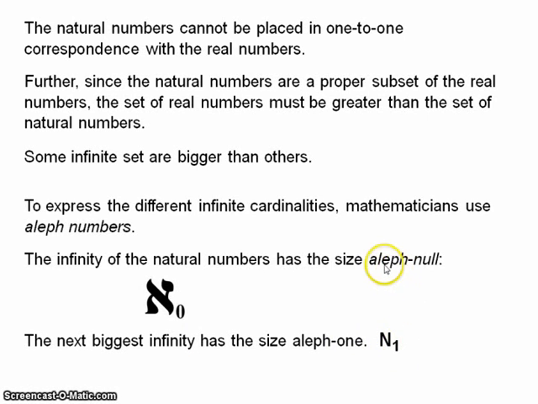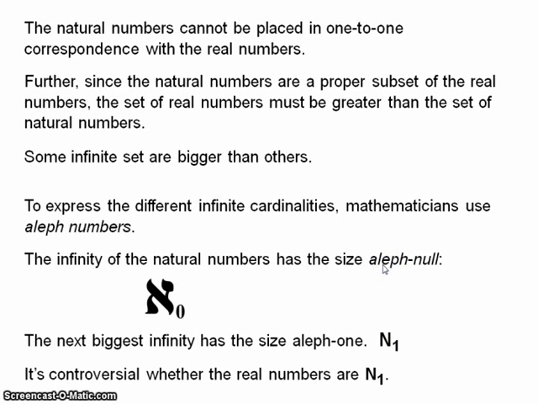It's very controversial whether the infinity of real numbers should be labelled Aleph 1. So basically the question is, are there infinities bigger than the natural numbers but smaller than the real numbers? If so, then the reals are bigger than Aleph 1. If not, then the reals are Aleph 1. This is currently undecided. Another question is, are there infinities bigger than the real numbers?